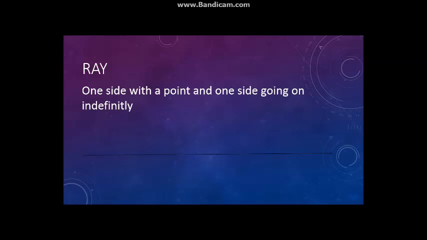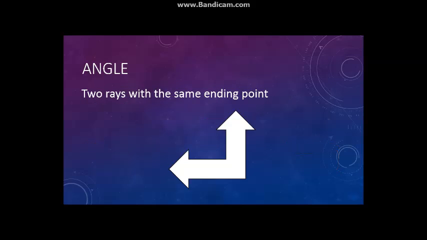Ray. One side with a point, which would be this. So this is point B. That doesn't go on, but then there's one side going on indefinitely, shown by this arrow. But obviously there needs to be another point, so this is ray BC. And the line would be, that's just, never mind.